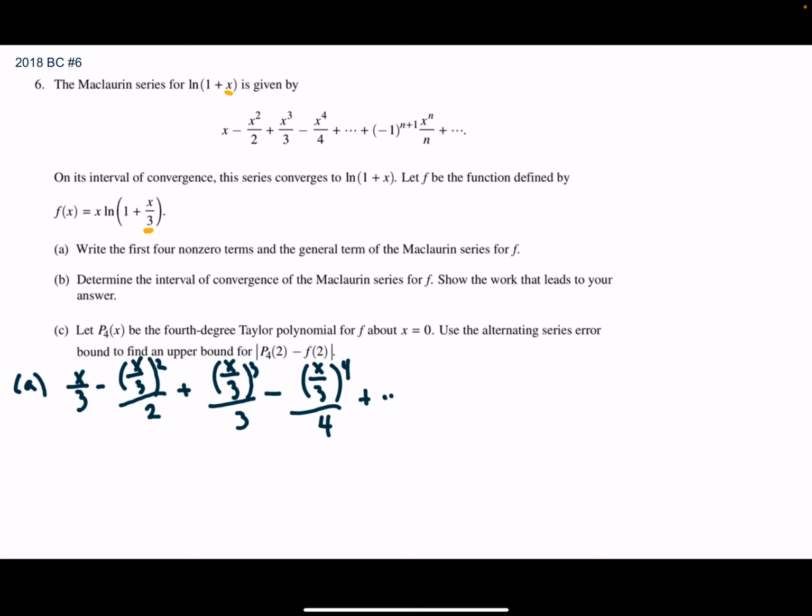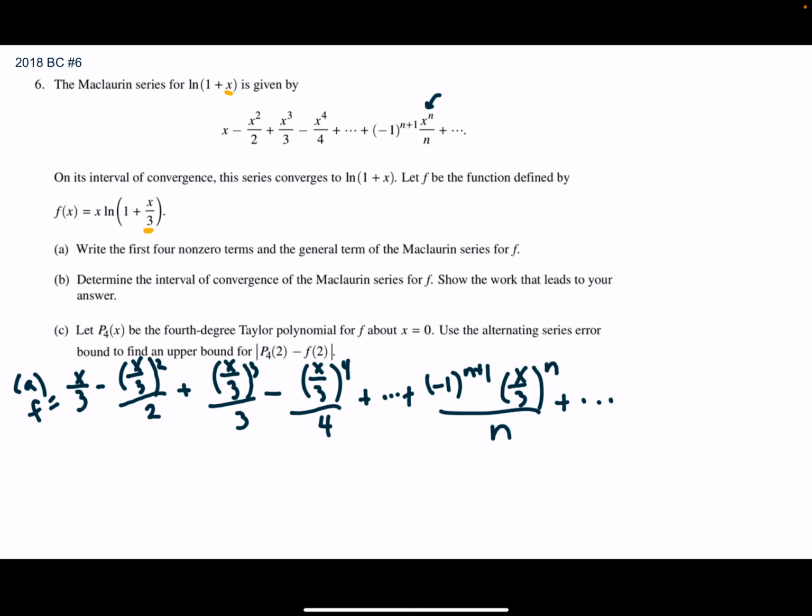And then the general term would be negative 1 to the n plus 1. And I'm literally just going to replace the x with x over 3 in this one too, to the n over n. Okay, I didn't write f of x equals, I didn't write f of x is similar to, so I don't necessarily need a plus dot dot dot at the end because of the notation that I had used. If I had written an f equals here, then I would have needed a plus dot dot dot at the end.